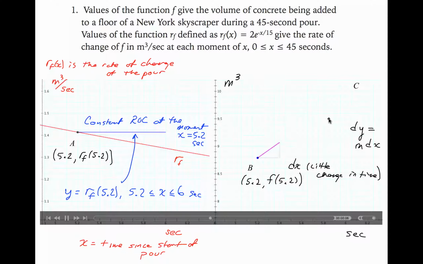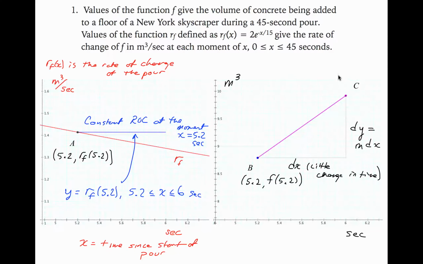Okay, express the coordinates of point C exactly. So let's go ahead and pause here. Now we're considering the case when dx is 0.8, and we want to write the coordinates of C. So the x-coordinate of point C is 6. And the y-coordinate of C would be what we get when we start from the pour of 5.2 and add this amount of concrete. So we poured F of 5.2 meters cubed, and we're going to pour this many more meters cubed.